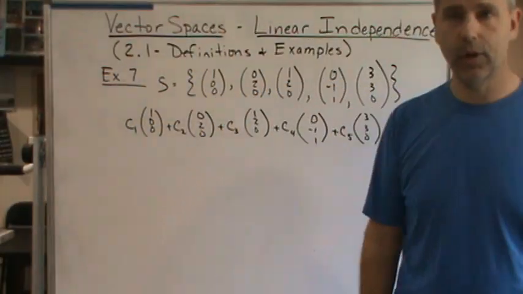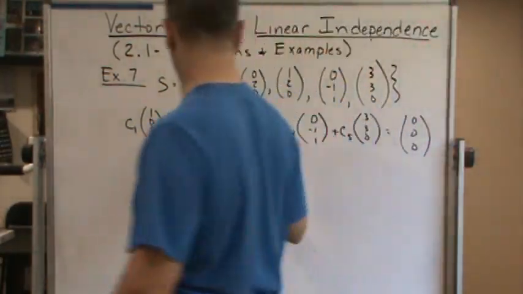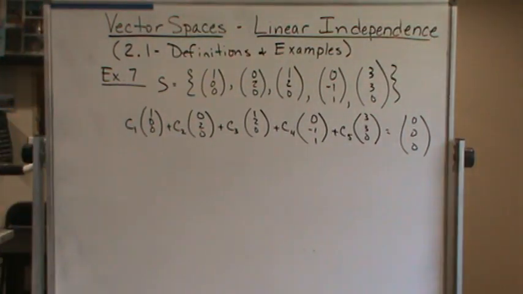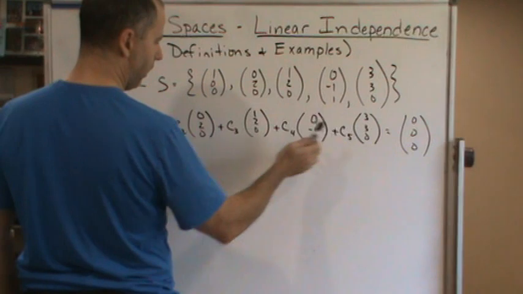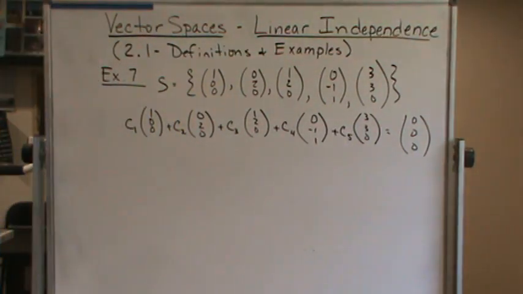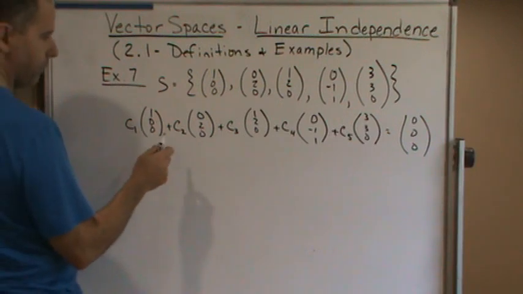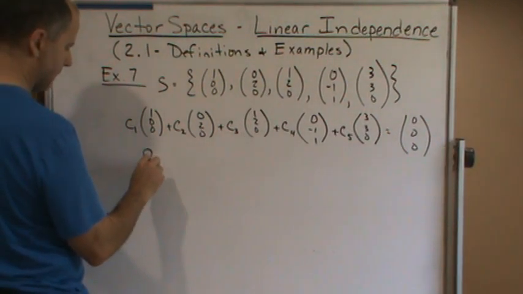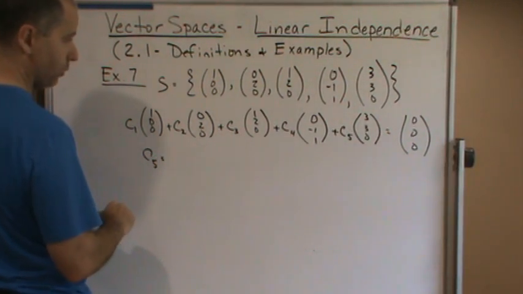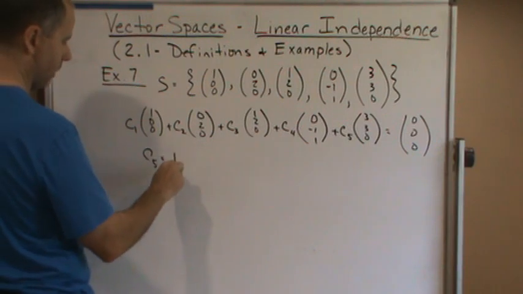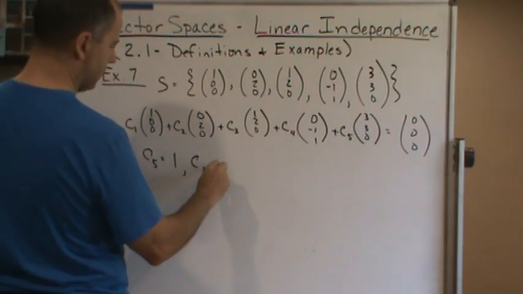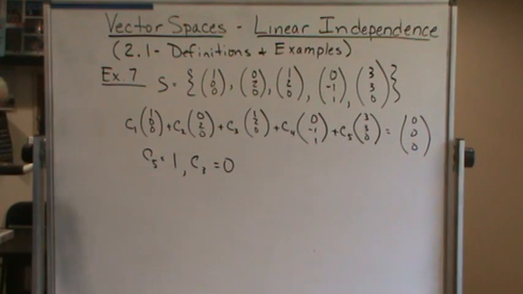Okay, welcome back. So now let's continue on with what we have. We found that C3 and C5 are free variables, right? So let's make C5 equal to 1 and C3 equal to 0. And what do we get?